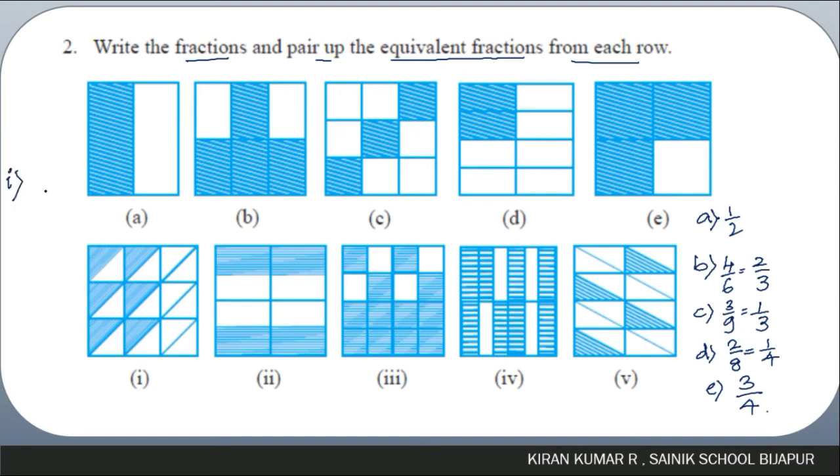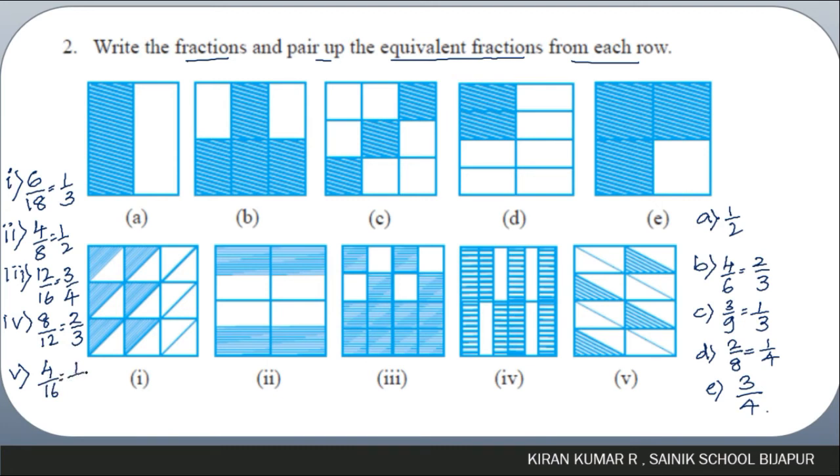The first one represents 6 shaded out of 18, nothing but 1 by 3. In the second one, we have 4 parts shaded out of 8 parts, so it is 1 by 2. In the third, we have total 16 parts. Out of 16 parts, 4 are left out, so 12 are shaded out of 16. It is nothing but 3 by 4. In the fourth one, we have got 12 parts. Out of 12 parts, 8 have been shaded, so 2 by 3 is the simplest form. In the fifth one, we have got 4 parts shaded out of 16 parts, so it is 1 upon 4.